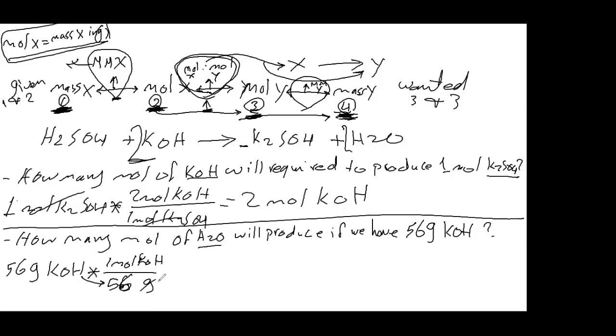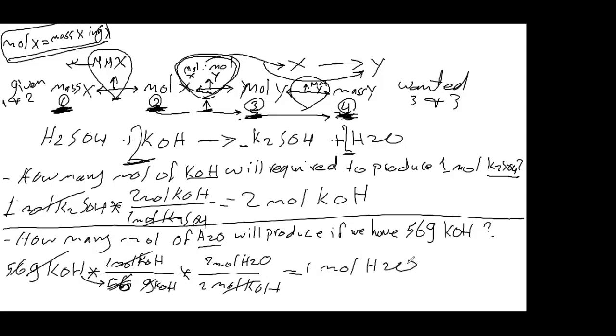Now, gram KOH cancel by gram KOH. I'm in step 2 right now. I need to go to step 3, so I will use the mole-to-mole ratio between KOH and H2O. What is the mole-to-mole ratio between KOH and H2O? It is 2 to 2. So here, which one will go to the top? So it will be 2 mole H2O divided by 2 mole KOH. Cancel mole KOH with mole KOH. Do the math right now. 56 here, approximately 1. So it will give you 1 mole H2O. And this is the answer for our equation.